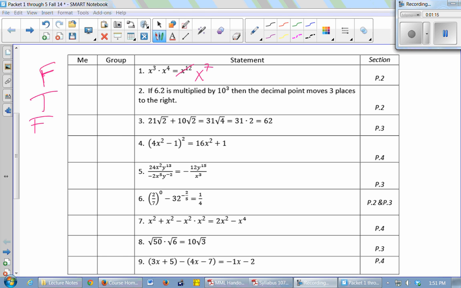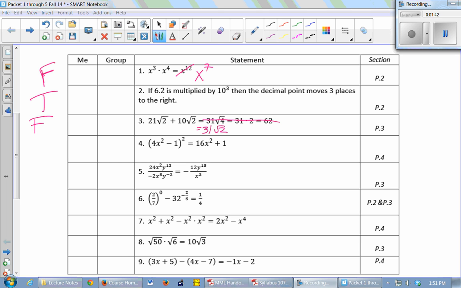31 root 2. Think of the root 2s as like apples, right? If that said 21 apples plus 10 apples, you'd have 31 apples, not 31 apples squared. Right? So this is actually 31 root 2. So that one was false. Okay, so number 4, 4x squared minus 1 quantity squared equals 16x squared plus 1.